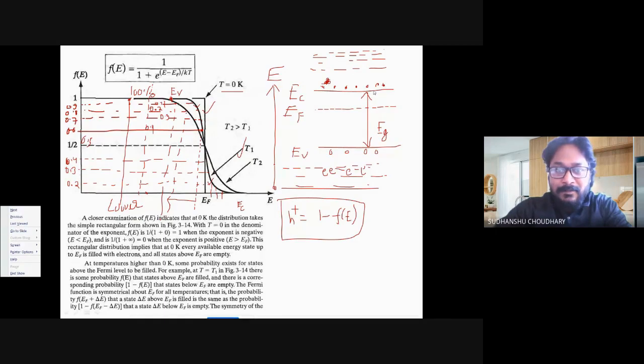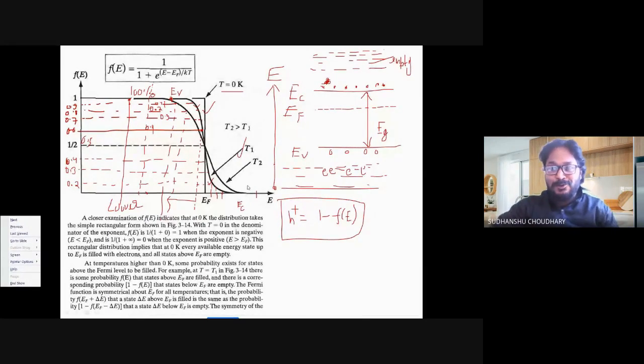Similarly, for the conduction band, you will find electrons only at the conduction band edge, not above this. I mean, for energies which are very much larger than the conduction band edge, you will not find any electrons. So these will be empty states, because for higher energy states there is no probability of finding an electron. Fe is 0 at this point. This is in fact what we had discussed some time back, that lower energy states will always be filled by electrons, and higher energy states near the conduction band edge will be filled by electrons. Above that they will be empty.